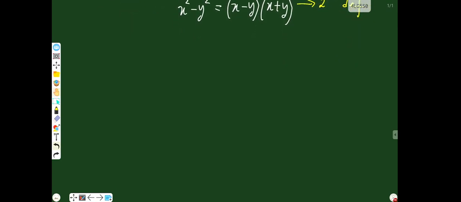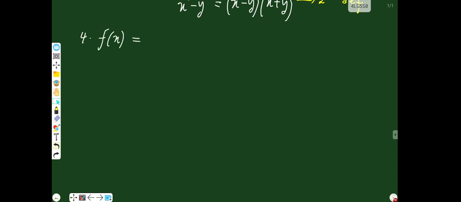Now, next question, question number 4. Suppose you have f(x) is equal to x squared plus 1. You need to factorize. You can't factorize. You have to leave x squared plus 1 as it is. Why? Because you don't have any common things to take out, or you don't have a way to simplify this into a simpler level, right? So remember these patterns.